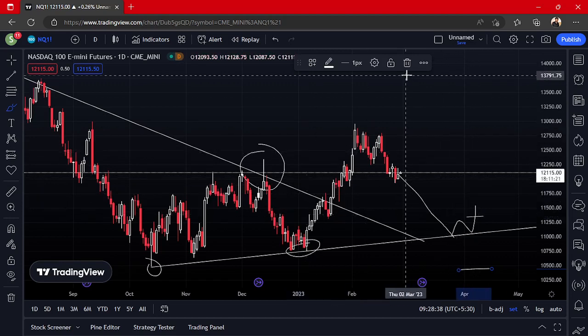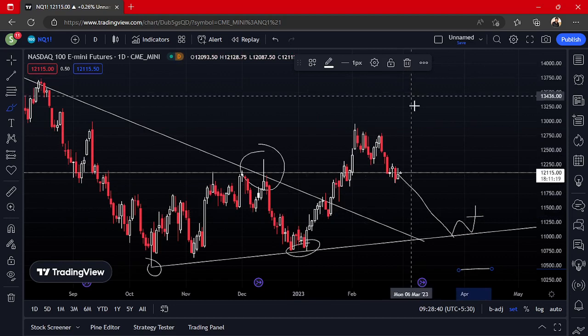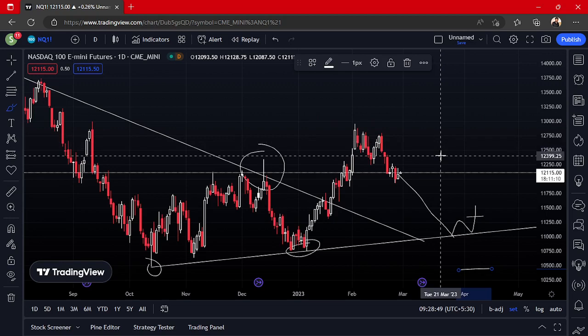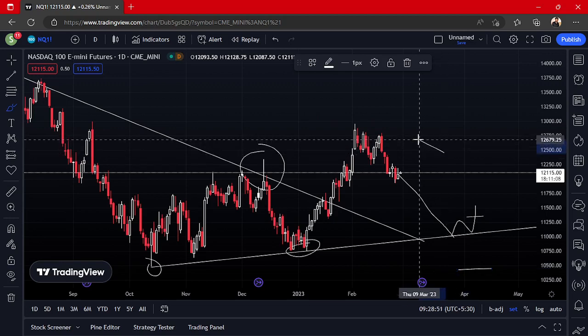So that was Nasdaq 100 E-mini futures. People in India can make this investment through MON 100. It's an ETF fund. I'm not promoting it. I'm not paid to promote it. I'm just sharing this information.